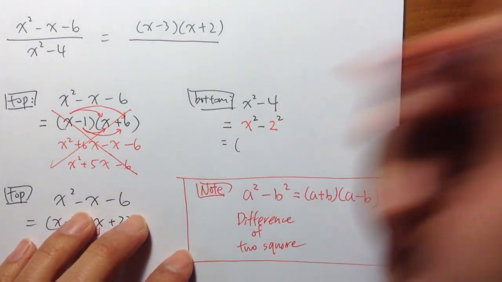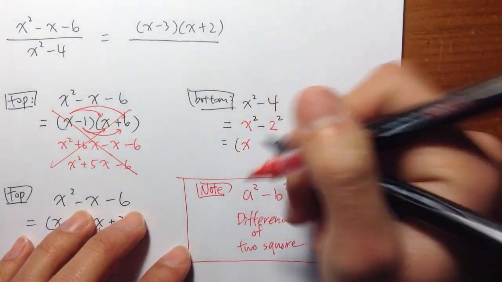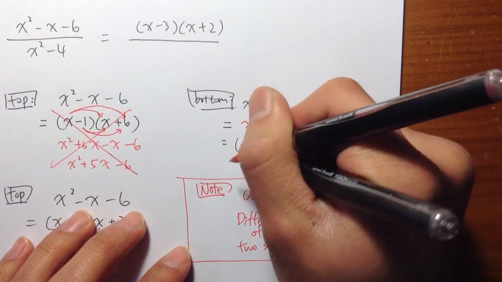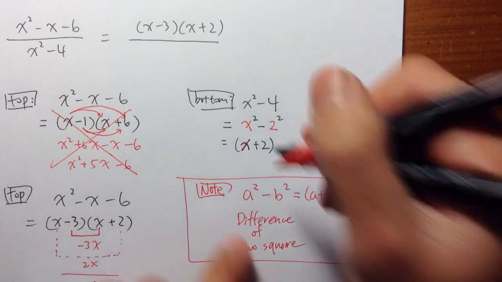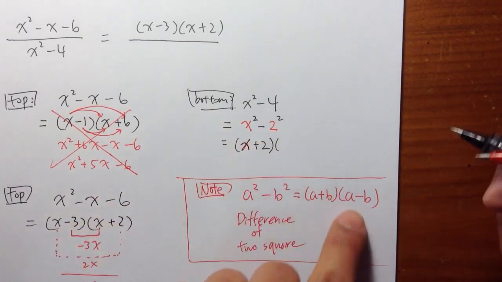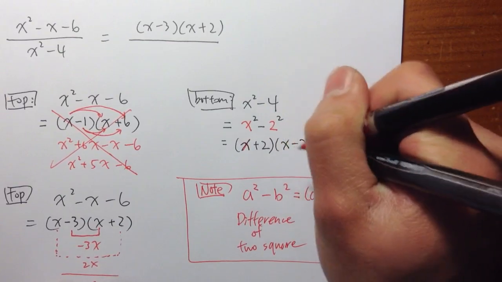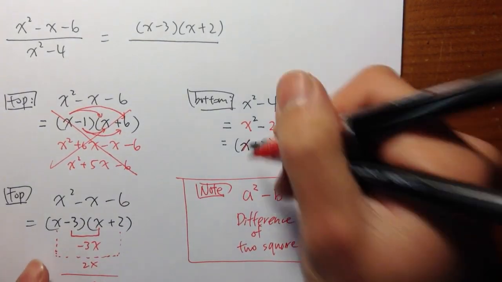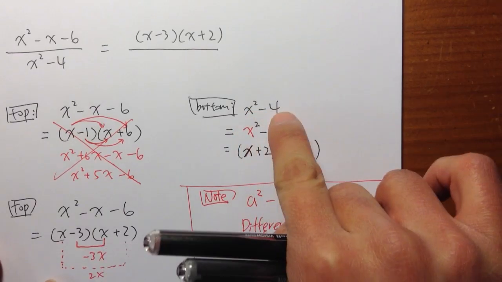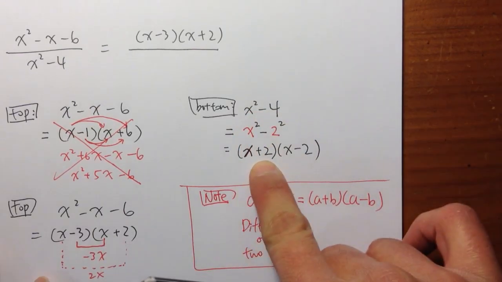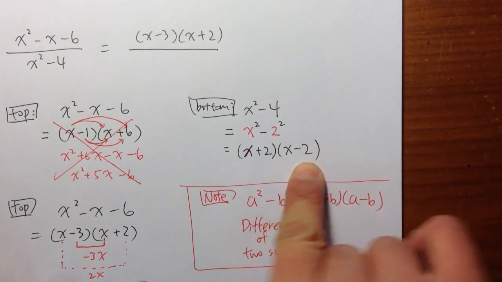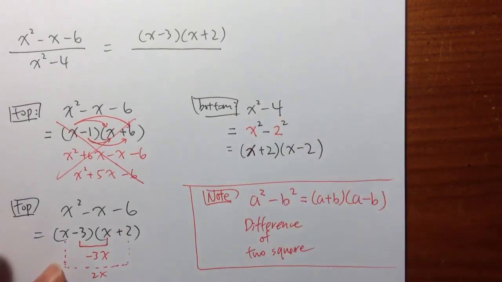So we can just write this as the first plus the second, x plus 2. Let me write it as x plus 2. Oops, wrong color. Let me just write it as black. X plus 2 times a minus b, the first one and the second one by the subtraction, x minus 2. So x squared minus 4 becomes x plus 2 times x minus 2. This is the correct factor for x squared minus 4.